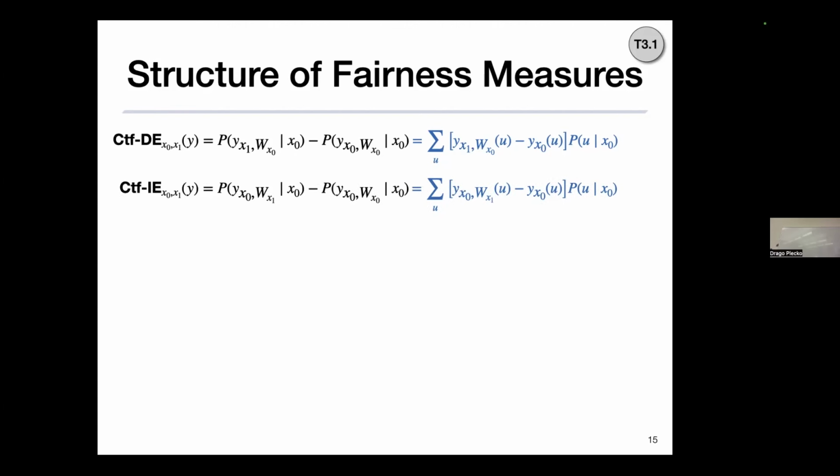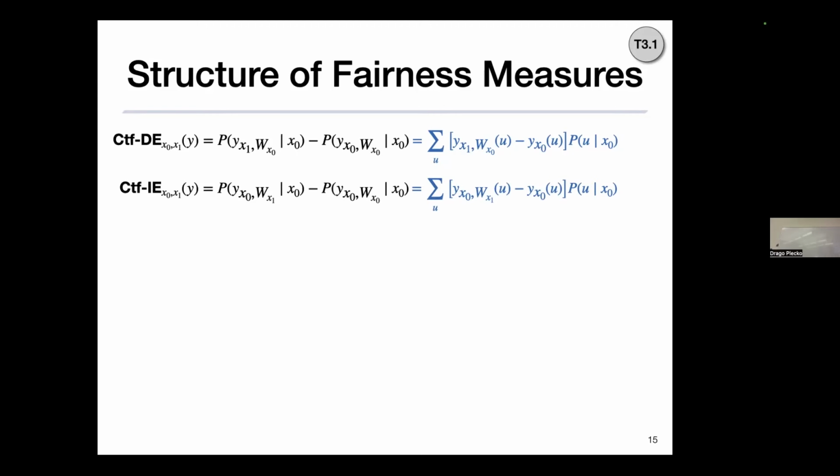So let me talk about them together. Basically, what we have first is we compare potential outcomes between individuals. We compare the potential outcome where Y responds to x1 along the direct path, and W responds to x0 along the indirect path, versus Y responding to x0. And we're comparing this at the individual level, so all of the noise variables U here are fixed in some sense. These are the comparisons that we're getting.